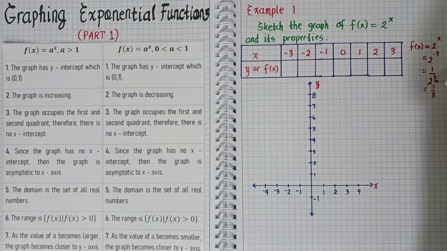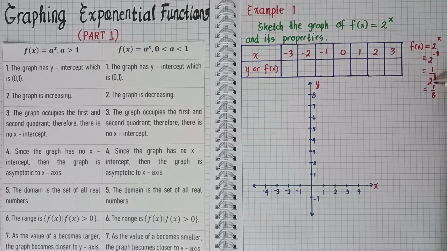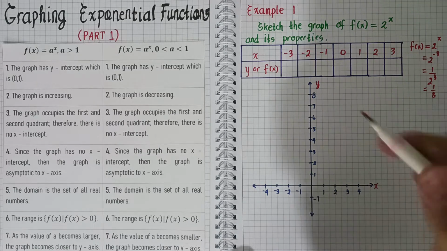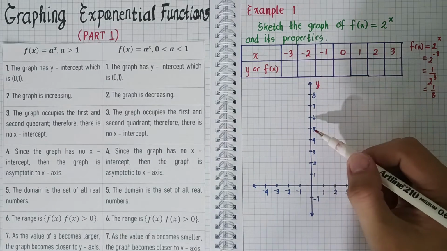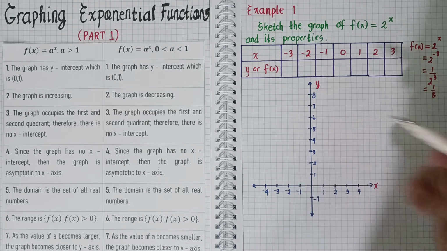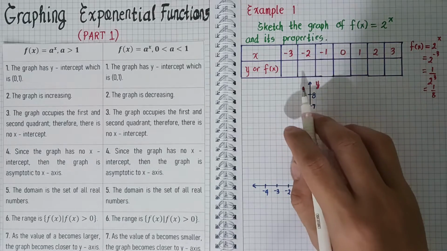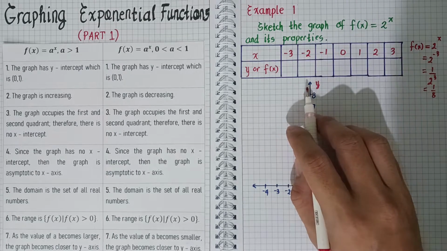Kasi 2 times 2 is 4, times 2 is 8. So 2 cubed is 8. Gets? So therefore, our first y value is 1 over 8. Or in decimal, pwede natin siyang i-divide, no? Mas maganda nga kung naka-express yung coordinates natin as decimal kapag fraction, kasi para mas madali natin ma-graph.